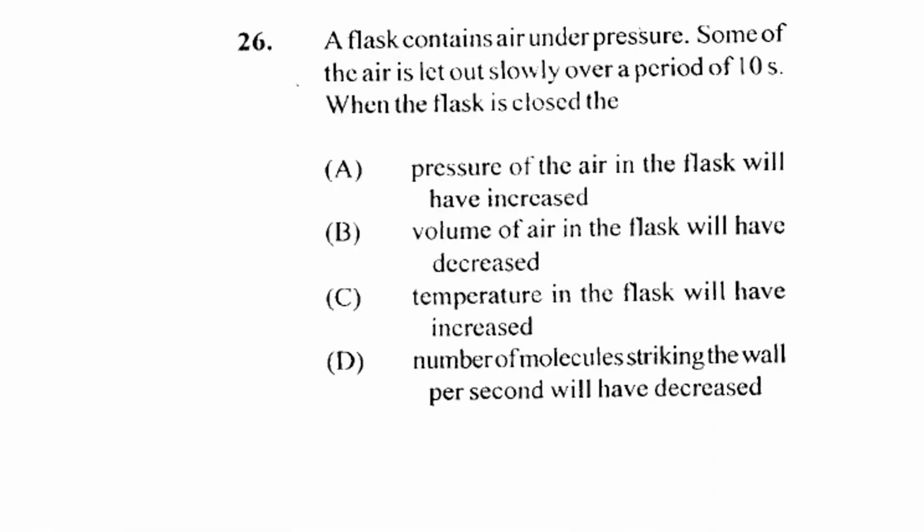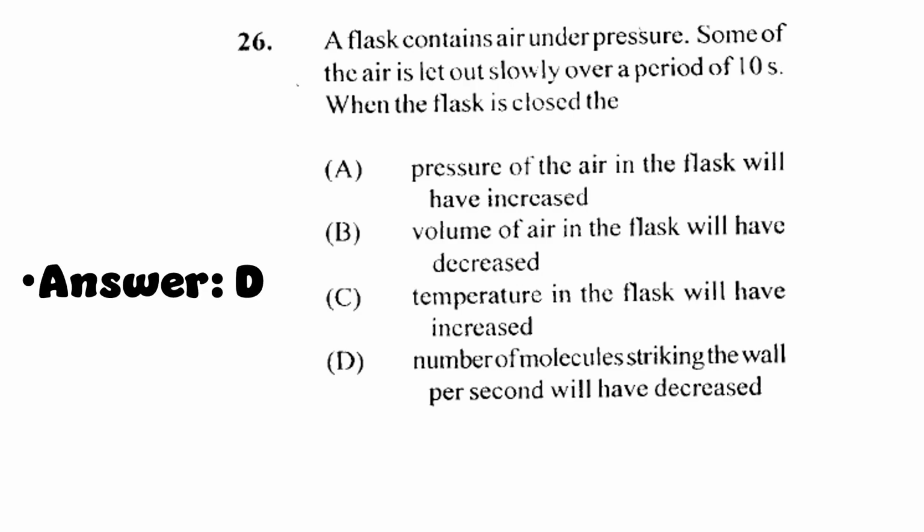Number 26. A flask contains air under pressure. Some of the air is let out slowly over a period of 10 seconds. When the flask is closed, A, pressure on the air in the flask will have increased. B, volume of air in the flask will have decreased. C, temperature in the flask will have increased. Or D, number of molecules striking the wall per second will have decreased. Here the answer is D.